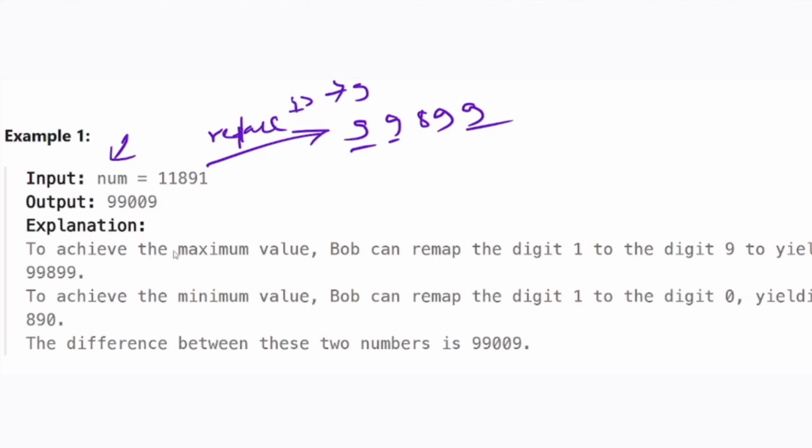So it is saying that to achieve the maximum value, Bob can remap the digit 1 to digit 9 to yield 99899, right? So this is the converting, or remapping, or you can say replacing, that we have to do in the first step. Means we have to replace all the 1s with 9. Understood? So the new number is this one now.